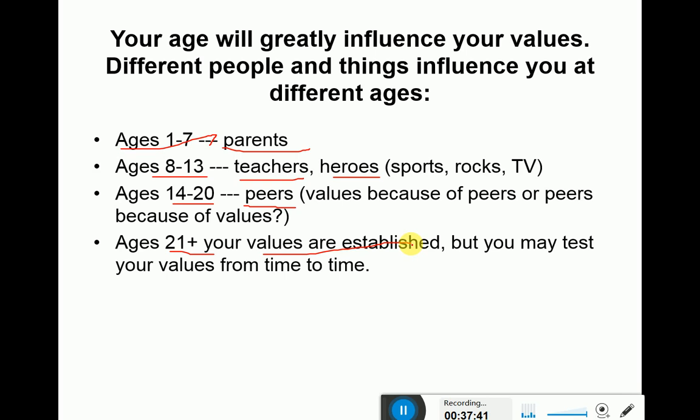Next we have material values. What are material values? Materialistic means object values. Materialistic values affect how individuals relate to possessions, work and spend money on themselves and friends.